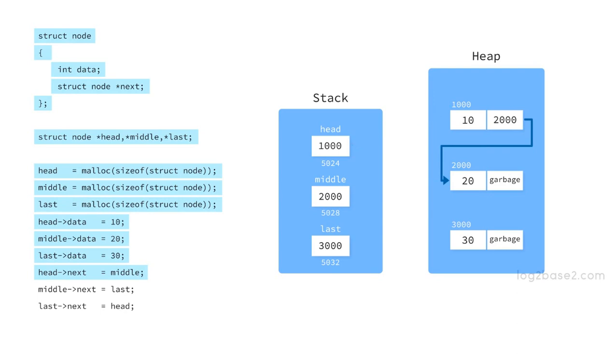Now let us handle the middle node. Its next should be pointing to the last node. So write middle next equal to last. So 3000 will be stored in the next of middle. And the last node, its next should point to head. So write last next equal to head. Now we have our circular linked list with 3 nodes. See the difference: in a normal linked list, the last node's next will be pointing to null. But in a circular linked list, the last node's next will be pointing to head.